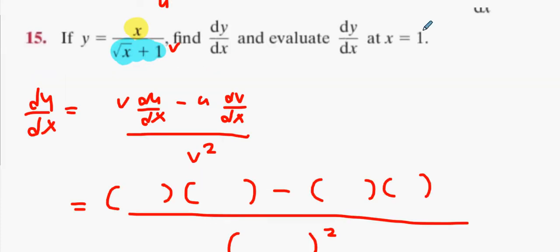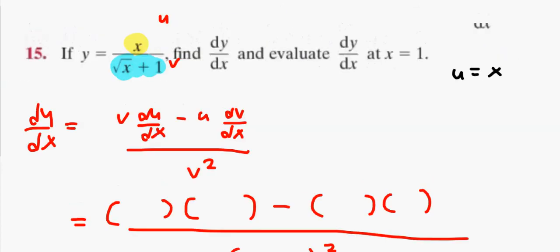So, U is X. We're going on to question 18 after this, for anybody that's that fast.